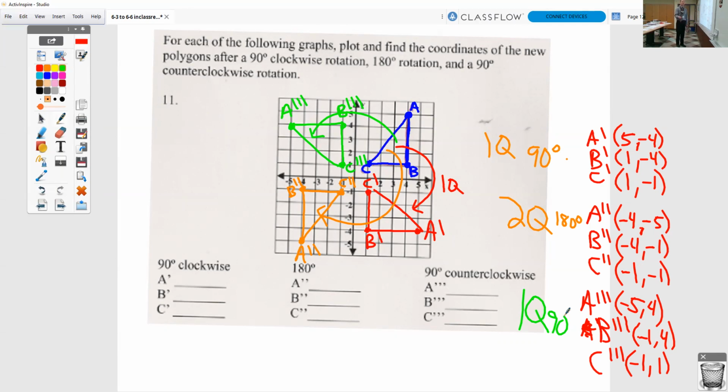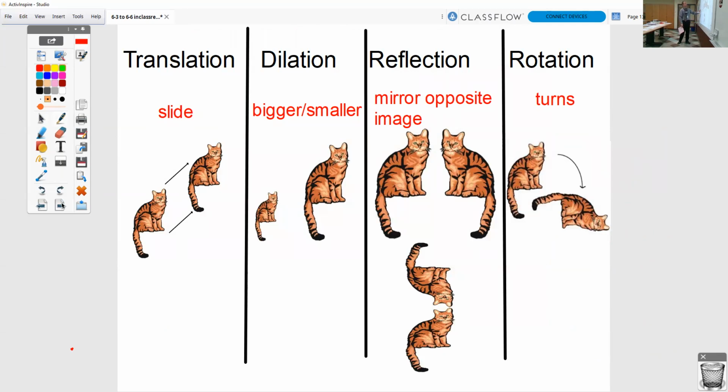So that is counterclockwise. So just as a quick little reminder, a translation slides the picture. A dilation makes the picture bigger or smaller. A reflection is that flipped opposite mirror image. We could go side to side, or we could go up and down. And a rotation turns a picture. You will need all of this stuff for 6-7.